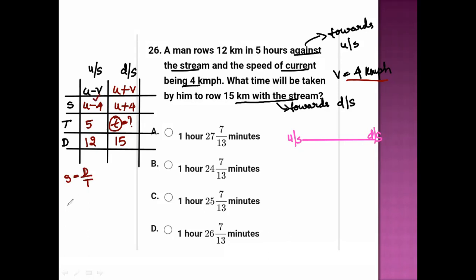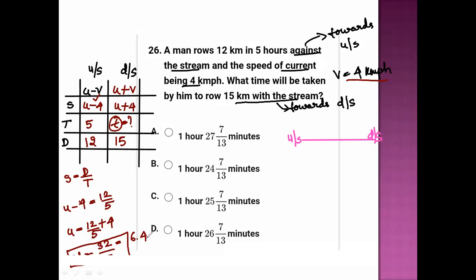What is the unknown I am having? So I can write u minus 4 will be equal to 12 by 5. Then what is u? u is equal to 12 by 5 plus 4. If you take 5 as LCM, 20 plus 12 is 32. So u is equal to 32 divided by 5, which is 6.4.